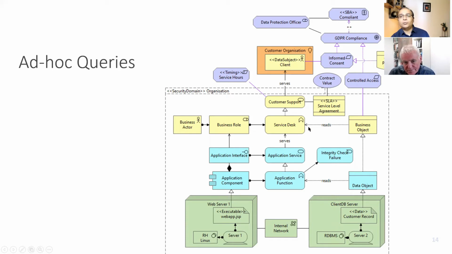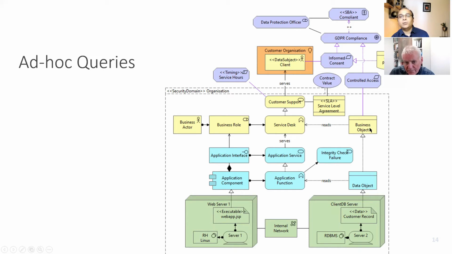Should the arrow be the other way around, Steve? Should the service desk... which one? This one, the reads. No, in ArchiMate, there's an underlying action that goes left to right. So the service desk accesses the business object, but the arrowhead indicates whether it's a read or a write or a read-write or an unspecified type of access.